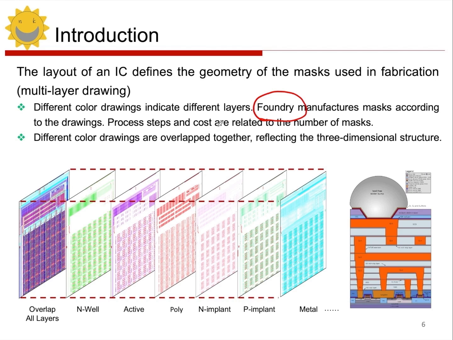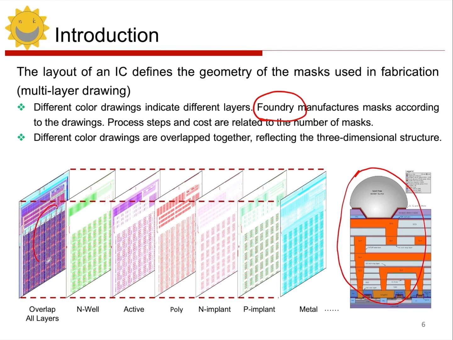The method we essentially utilize is through our foundry, which processes the templates based on the designs we create. The number of templates used depends on the steps of the process, right? Those process steps also affect the cost of our chips. The more layers of templates you use, the higher the cost will be. You can see that different layers have different colors, and they ultimately overlap.